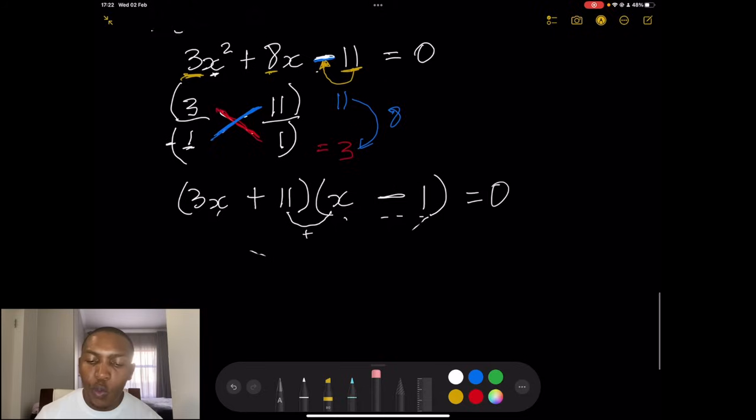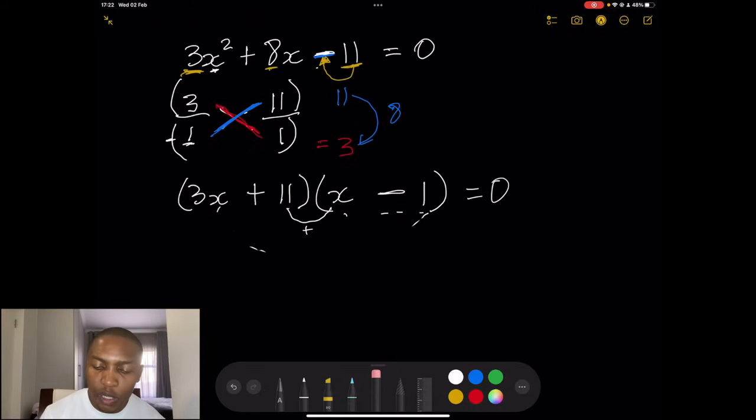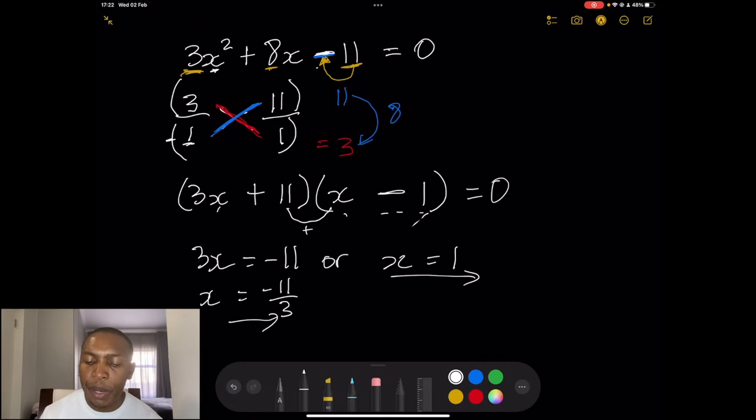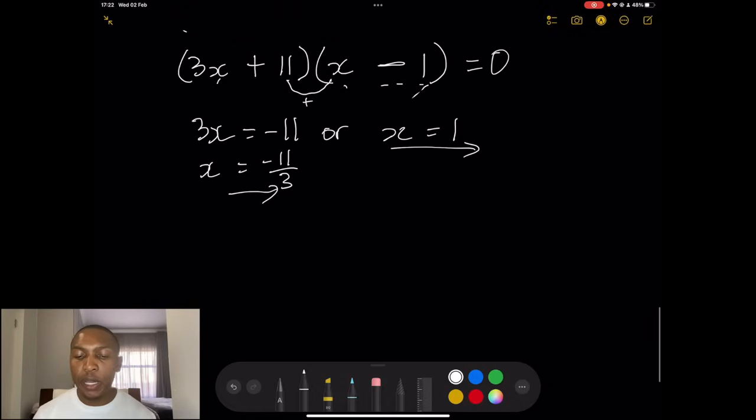So we find, okay, we've got 3x. 3x is equal to negative 11. Hopefully I've got people who know what they are doing here. And x is equal to 1. And therefore, x is equal to negative 11 over 3, and x is equal to 1. So those are my two values of the turning point.